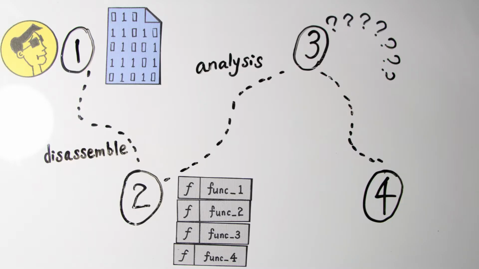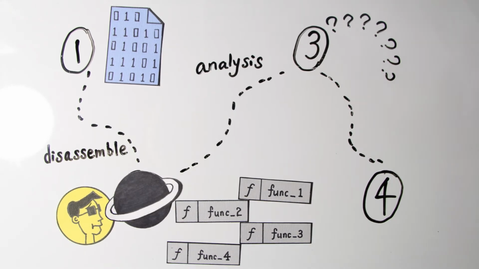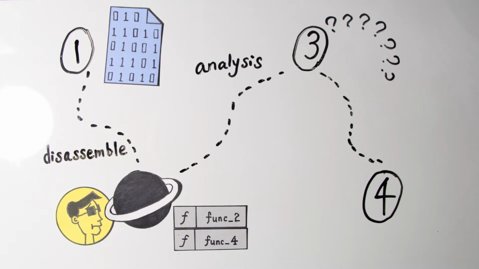Let's see how Camino helps Steven. Given a binary file, the first step is the same. The binary is transformed into a list of assembly functions. Then Camino comes in. Camino searches for those functions that have been analyzed before. Now Steven can skip that. The next step is analysis.